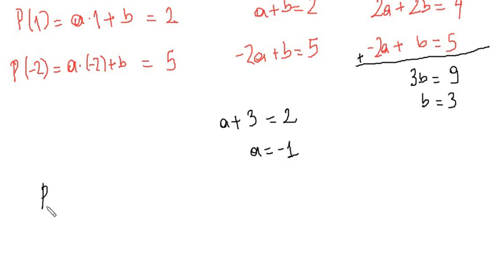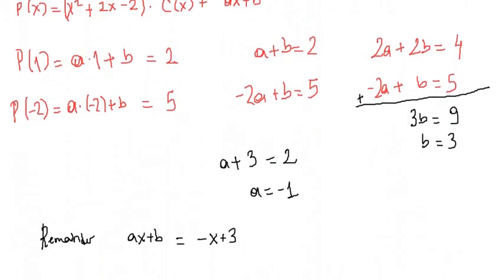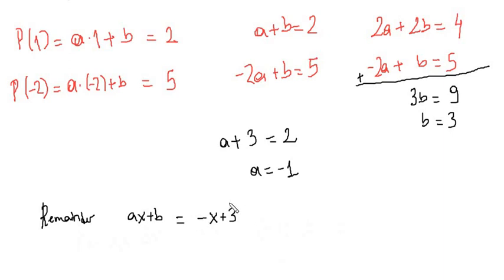So the remainder is ax plus b, and a is negative 1. Negative 1 times x is negative x, and b is 3. Negative x plus 3 is the remainder. That means when we divide p of x by x minus 1 times x plus 2, our remainder is going to be minus x plus 3.